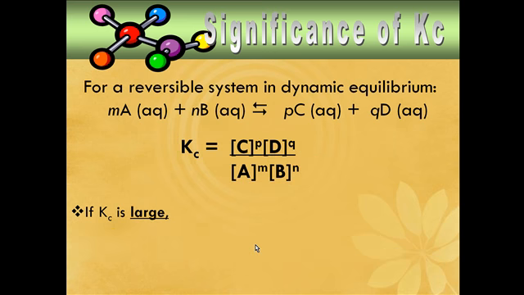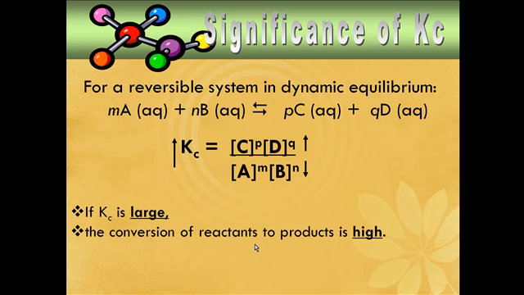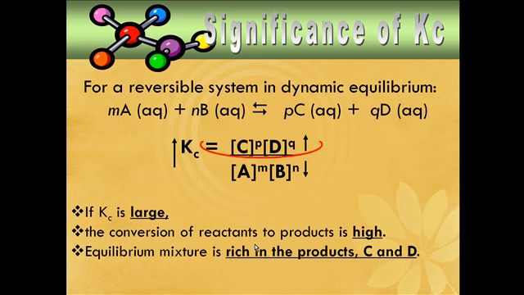If we have a large Kc, how can it happen? It can happen when the denominator is small and the numerator is big. So in this case, the conversion of the reactants to the products is high, and the equilibrium mixture is rich in the products C and D.